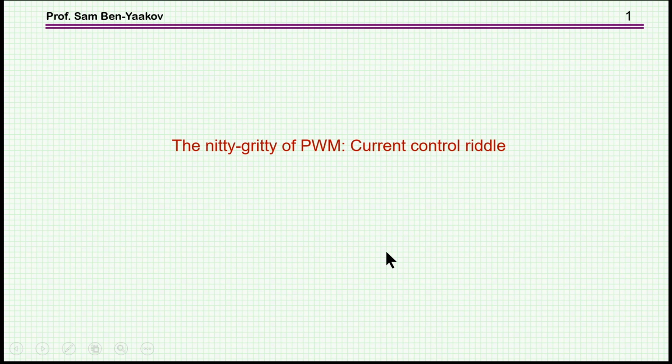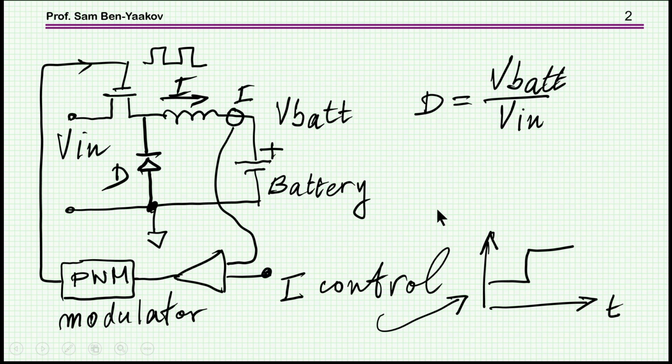Hi, I'm Ben-Yaakov. This presentation is entitled The Nitty-Gritty of PWM Current Control Riddle. This is a riddle I've posted in a LinkedIn discussion group that goes like this. Suppose we have a battery charger.